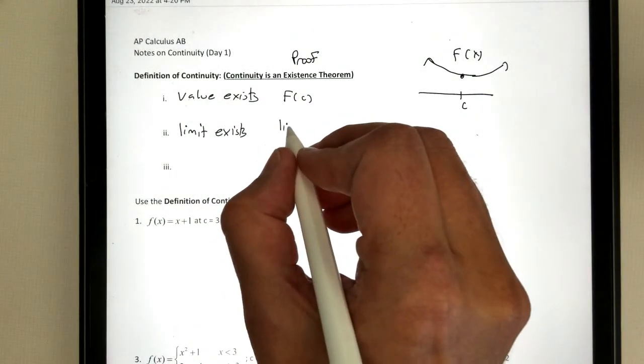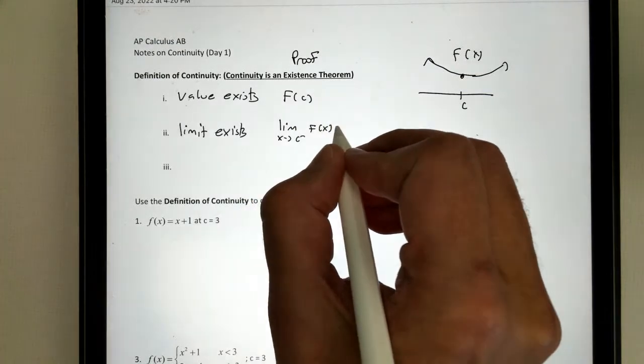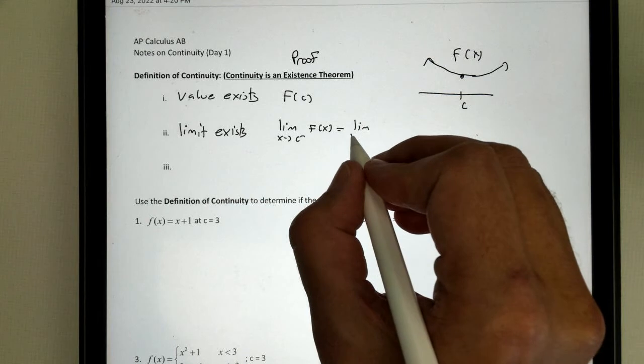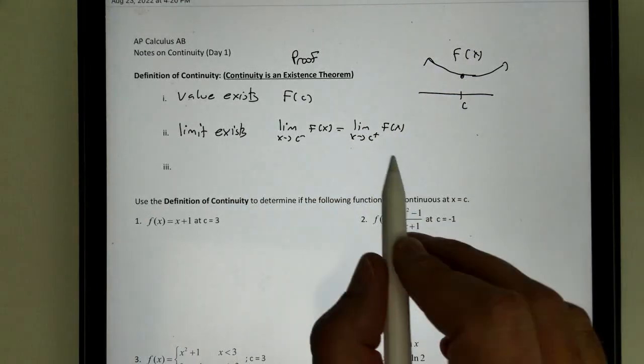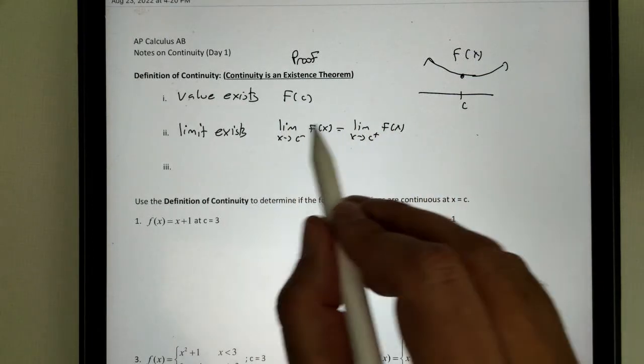We have to make sure that the limit as we approach c from the left equals, now notice how I write this, equals the limit as x approaches c from the right of our function. And there's a reason we're going to do this. We'll talk about this in a couple of days, why we like to write it this way.